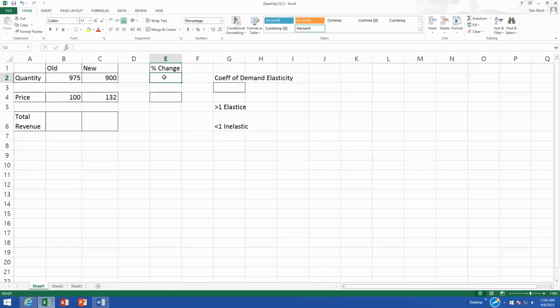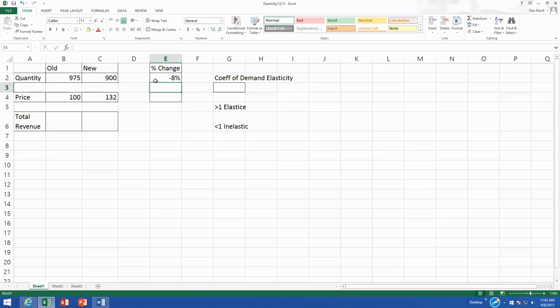So again, this is the percent change in quantity divided by the percent change in price. And again, percent change is new minus old divided by old. So I'm going to do the first one for quantity here. Equal, I have to use the open paren here because I want to take new minus old, close my paren, and then divide by the old. And again, I'm just clicking on cells instead of typing these things out. You'll live a lot longer, make fewer mistakes, just clicking on cells in the formula. When the formula is done, just hit your enter key.